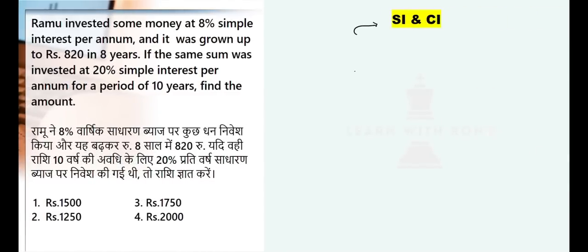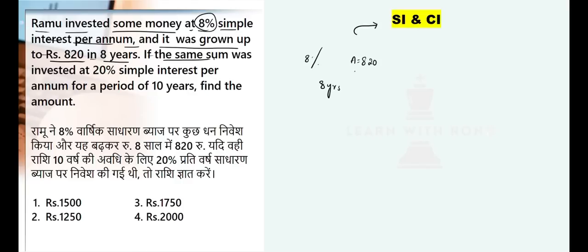Now, simple interest and compound interest problems. See here, Ramu invested some money at 8% simple interest per annum. So, here they have given 8% per annum, and it grew up to 820 rupees, meaning the amount is given as 820 rupees in 8 years. Time is given as 8 years.